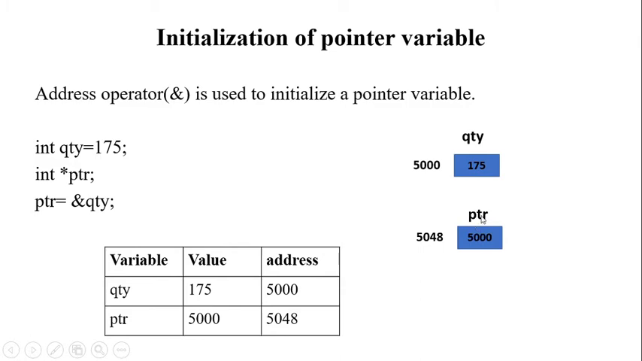So ptr is a pointer variable which contains the address of a particular variable. This is an example of variable, value and address. qty is the variable, the value is 175 and the address is 5000. Here ptr is a pointer variable, the value is 5000 and the address is 5048.